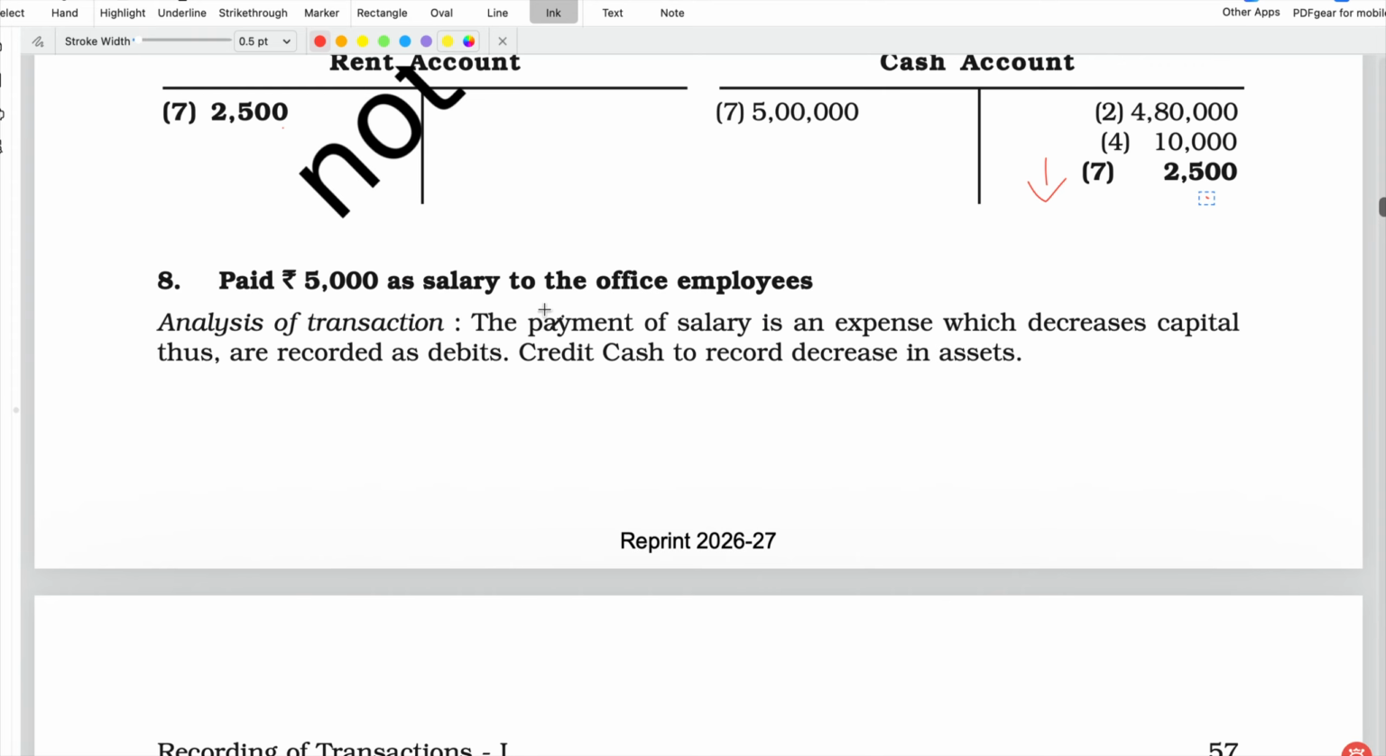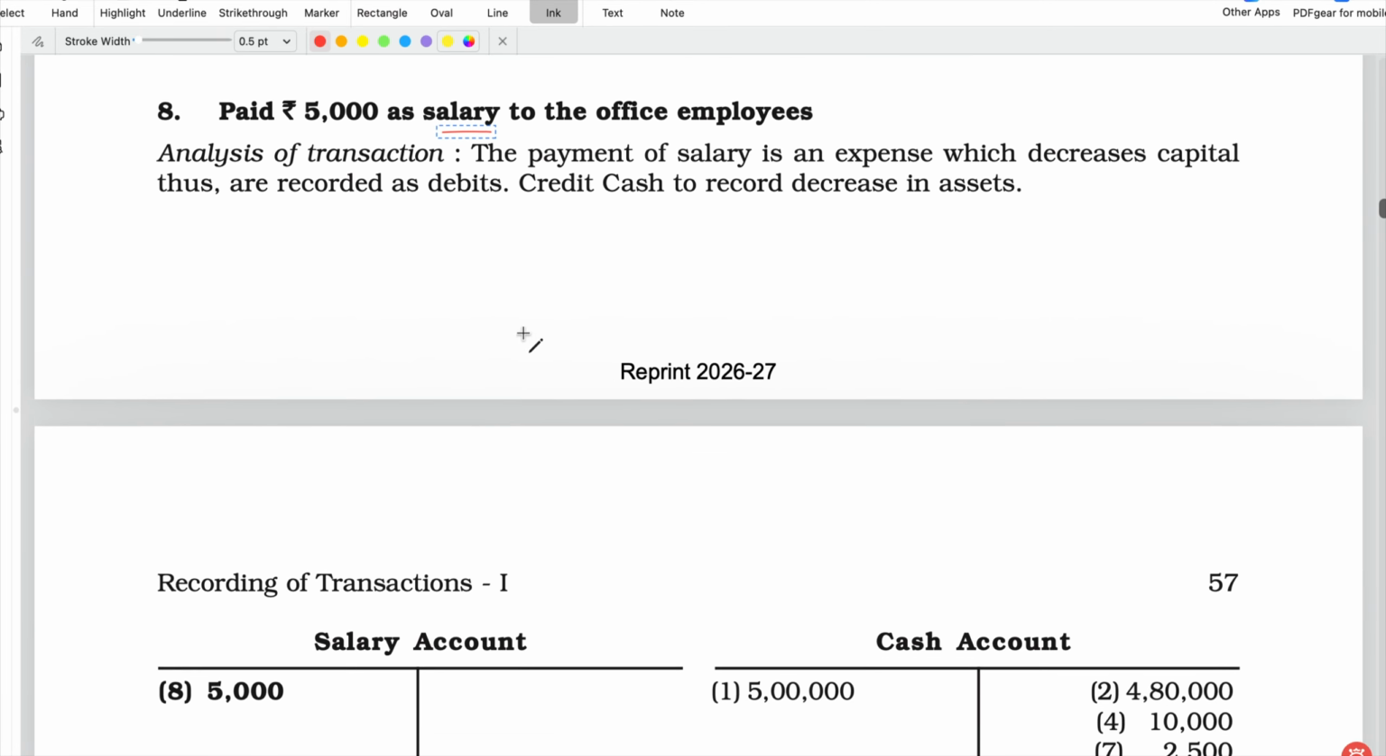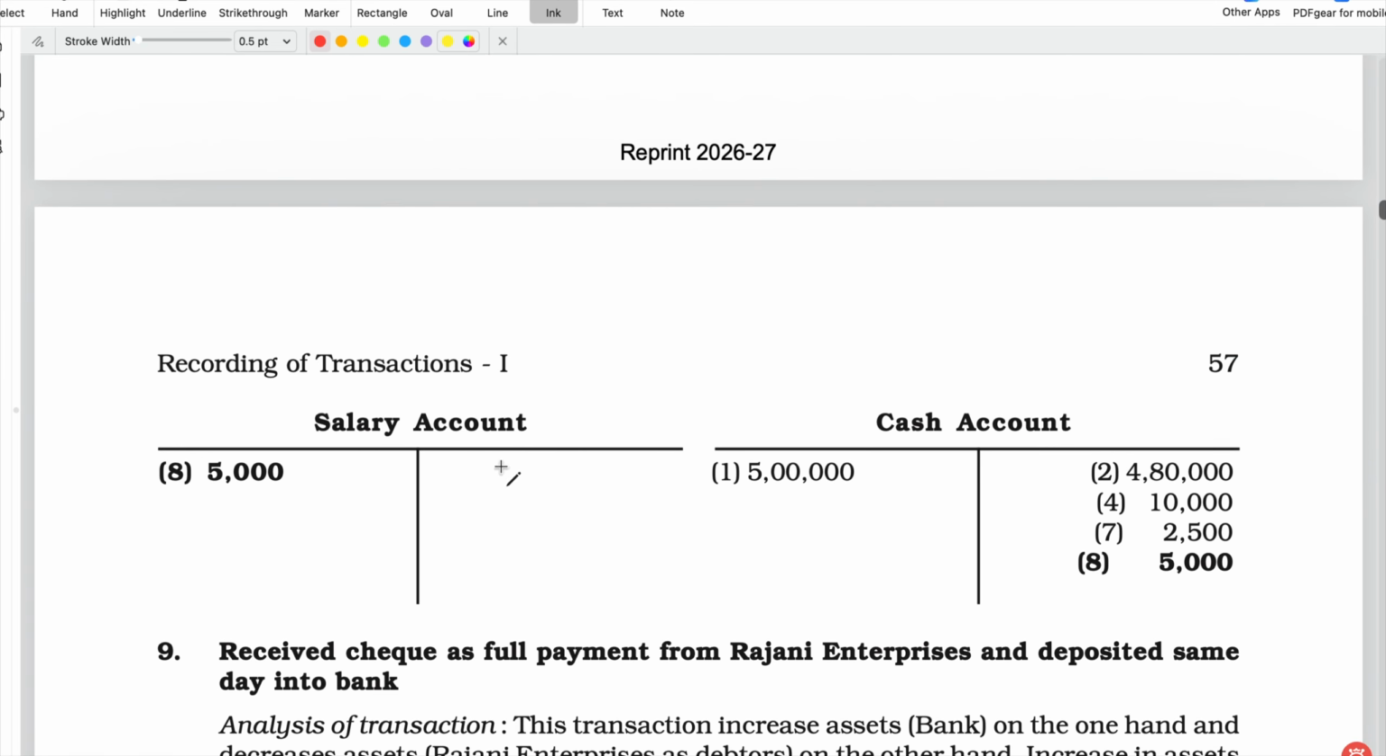Paid 5,000 as salary to the office employees. What is salary? Salary is an expense. Again, the salary account is going to hit on the debit side. Since it is an expense, it will be debited. Cash will be credited. Why? Cash balance is decreasing. If there is a decrease in the asset, it has to be credited.